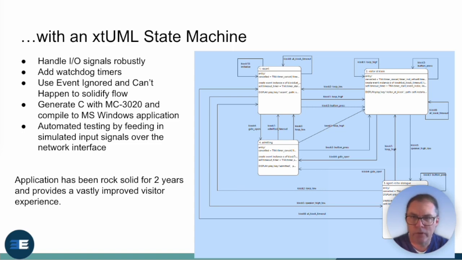We then used the MC3020 code generator to translate the model into C that was compiled into an application for the Windows platform that runs inside the kiosk. The generated application underwent numerous test cycles, where we fed simulated input signals into the application over a network interface. Each test included predefined expected results that were programmatically compared against the actual results of the runtime behavior. After years of runtime, we were convinced that the model application provides a vastly improved visitor experience and provides the stability we need in our always-on environment.